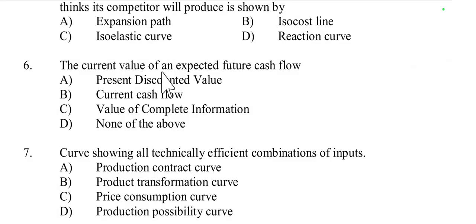Question 6. The current value of an expected future cash flow: present discounted value, current cash flow, value of complete information, none. The current value of an expected future cash flow is related to present discounted value, because present discounted value calculates the value today of a sum of money to be received in future, discounted at a specific interest rate, so it reflects the time value of money.